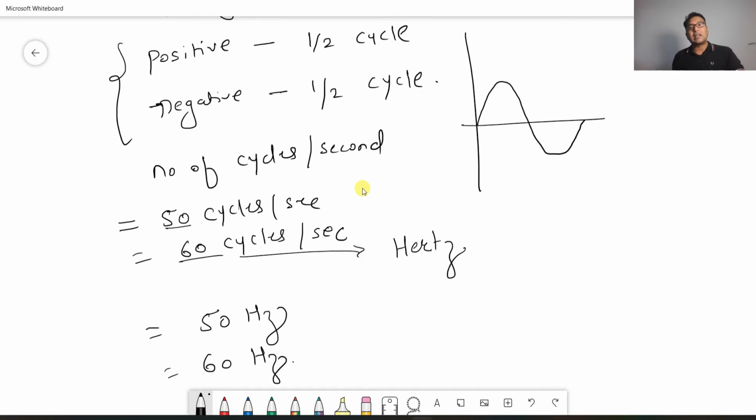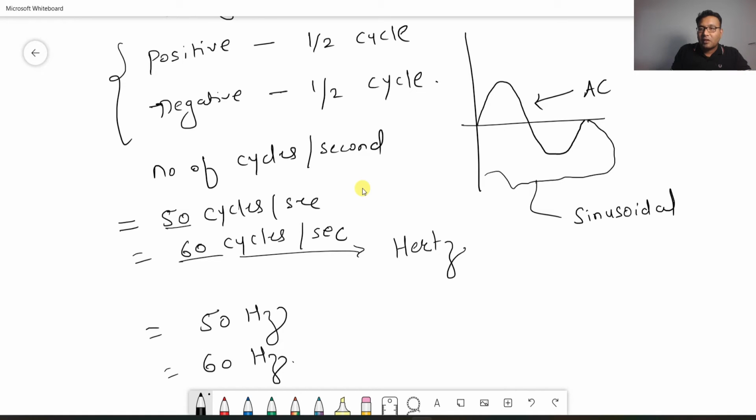Hertz is basically cycle per second. It applies to any kind of signal. Currently this is called an AC signal or alternating current signal. The nature of this waveform also has a name in geometry. It is called a sinusoidal waveform, or we also call it a sine wave.